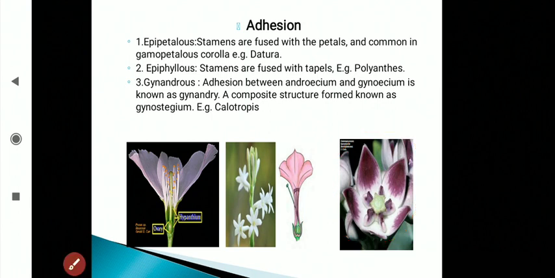So, these special balloon shaped structures known as pollinia are fused with the pentagonal stigma at the corner to form a structure known as gynostegium, and in this condition ovary and style are free from the stamens. So this is all about the Androecium, its parts as well as adhesion and cohesion phenomenon in the Androecium.